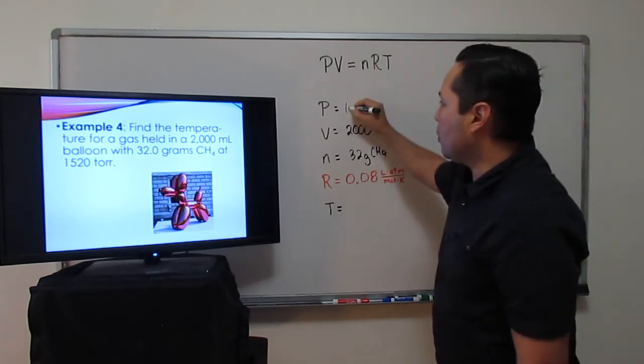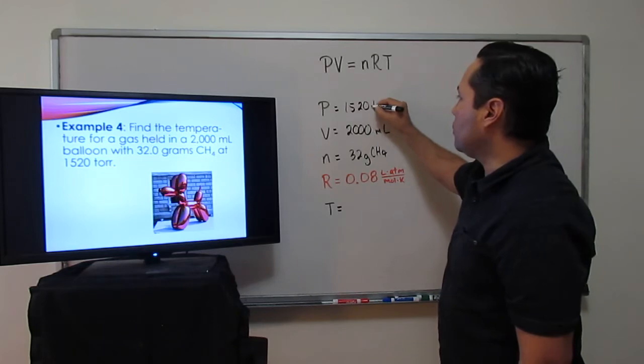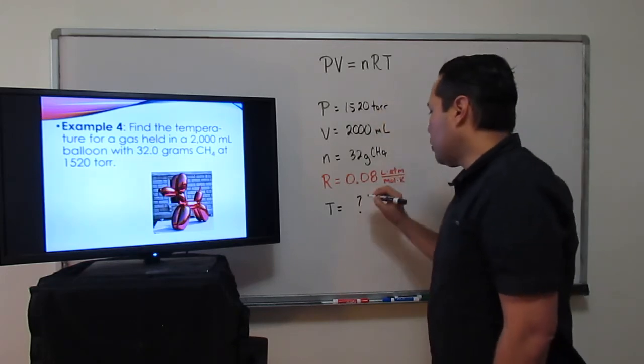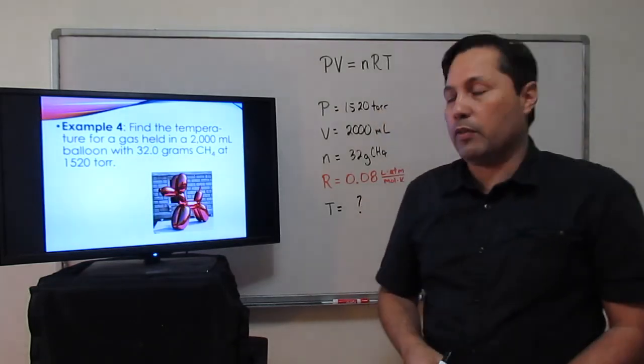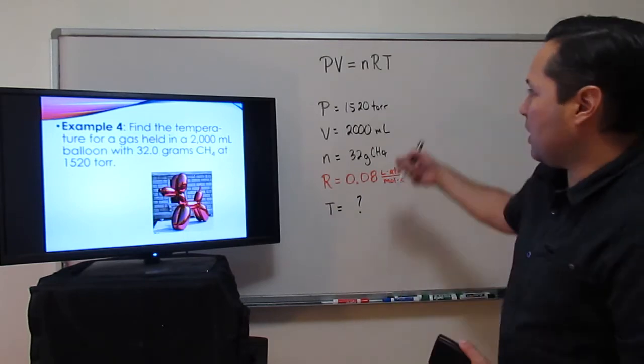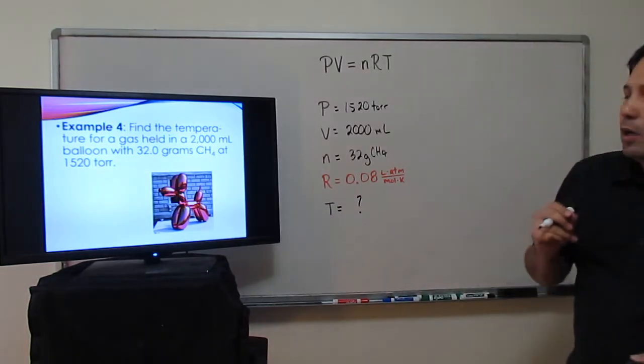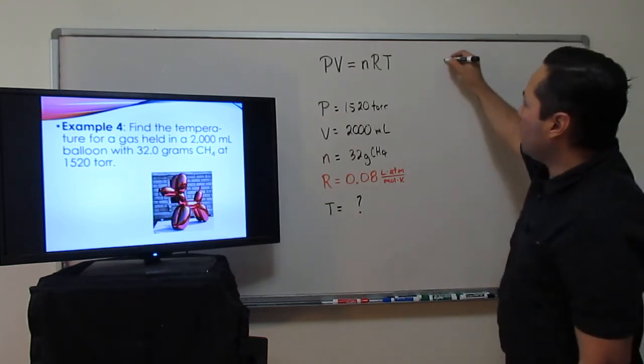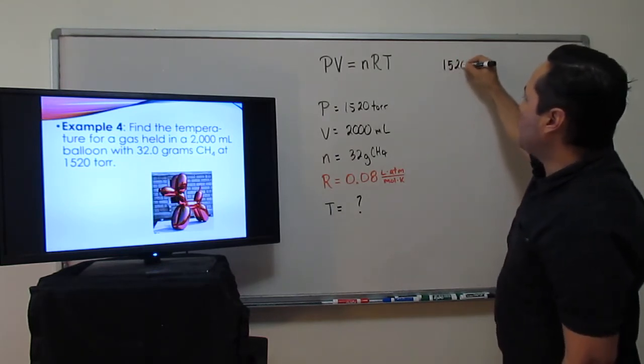And we have a pressure of 1520 torr. And the question is, what is the temperature inside of the balloon? Alright, so let's go ahead and solve for this one. First of all, let's get all these units to the proper unit. Alright, so let's start with the 1520 torr.